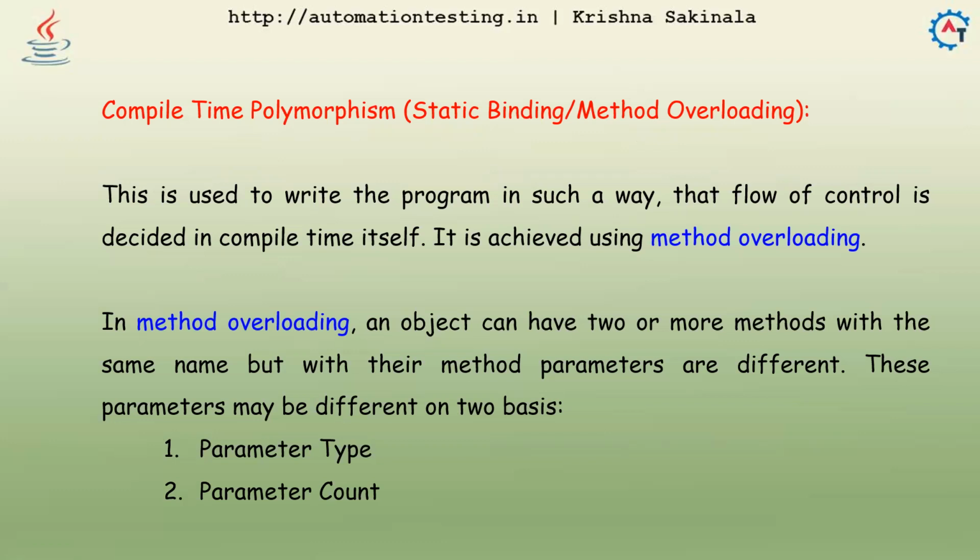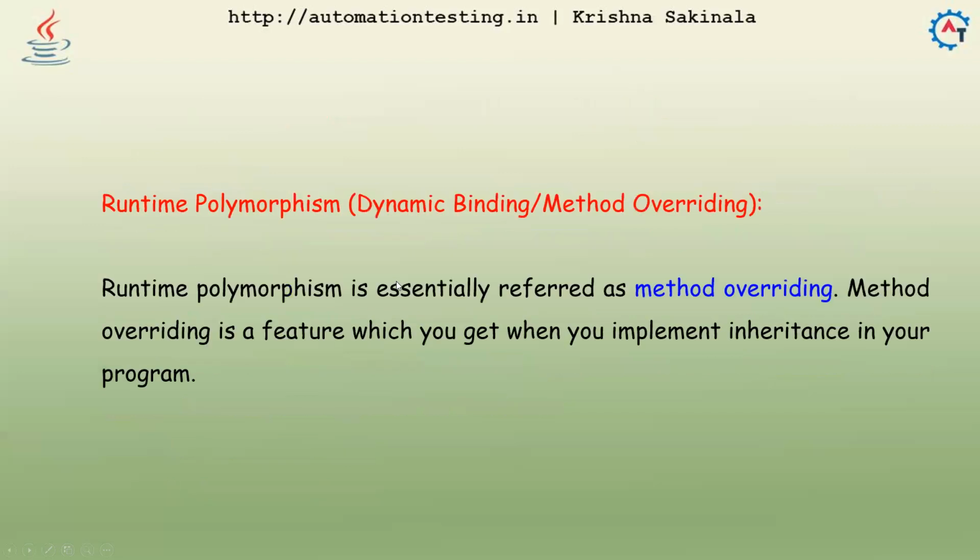In method overloading, an object can have two or more methods with the same name, but their method parameters are different. These parameters may be different in two ways: one is parameter type and the other is parameter count. The difference in the parameters will be in the form of parameter type or parameter count. This is called compile time polymorphism.